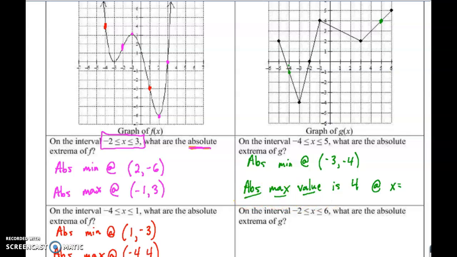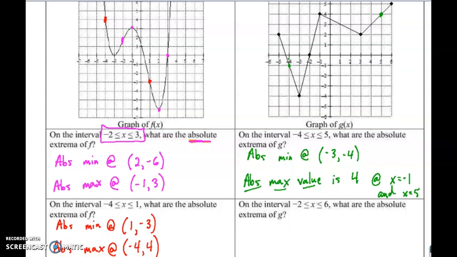It's kind of like if you had a bank account and you said the most money I've ever had in my account was $1,000. But that most amount might have happened twice in your life, like maybe when you were, I don't know, 15, and again when you were 17. You know, just kind of making up numbers here. So that max value happened at -1 and x equals 5. But there's only one absolute max value. And hopefully that makes sense.